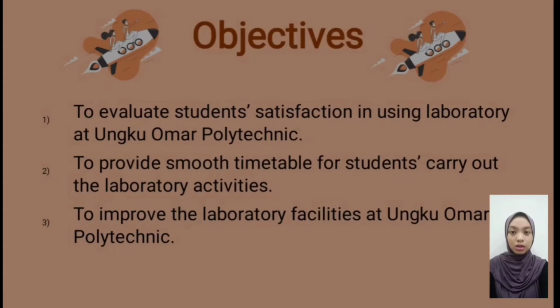Next is the objectives of our video presentation. First, to evaluate student certification in using the laboratory at Ungku Omar Polytechnic. Second, to provide a smooth timetable for students to carry out laboratory activities. Third, to improve the laboratory facilities at Ungku Omar Polytechnic.